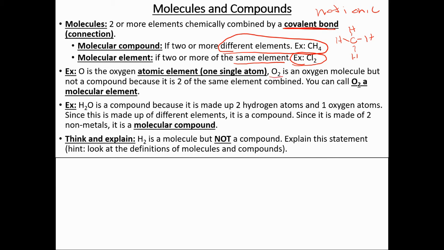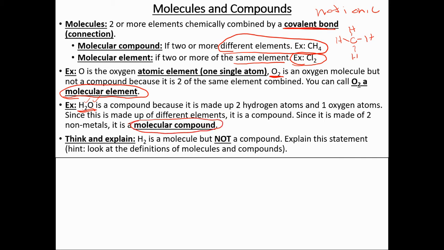So that's why, for example, O2, even though it's two elements, it's not considered a compound because it's two of the same. It's considered a molecular element. H2O, on the other hand, is considered a molecular compound because it's two different elements chemically combined. So it's a molecular compound.